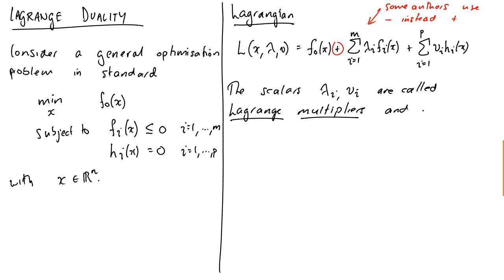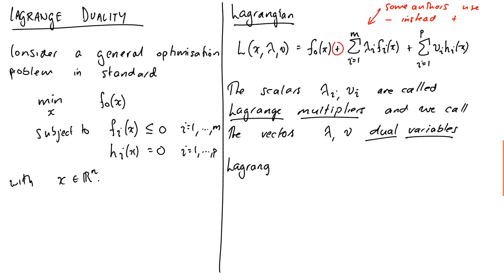And we call the vectors of Lagrange multipliers, lambda and nu, dual variables. Now we can actually do something else with our Lagrangian. The next thing I'm going to define, I'm sorry, it's going to be definitions for a few minutes here, is what we call the Lagrange dual function.